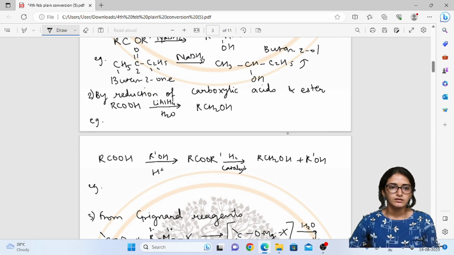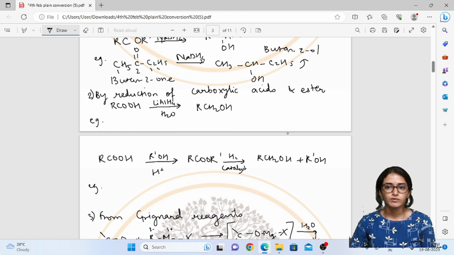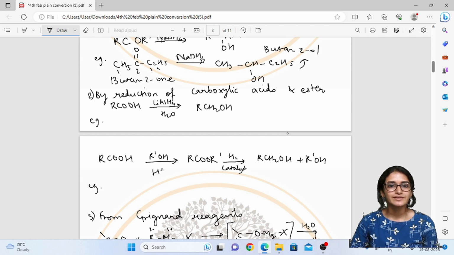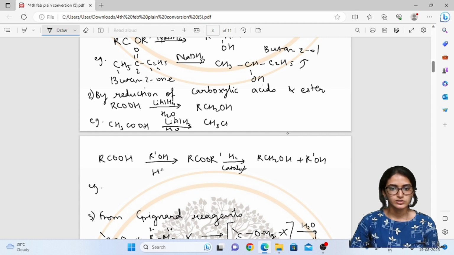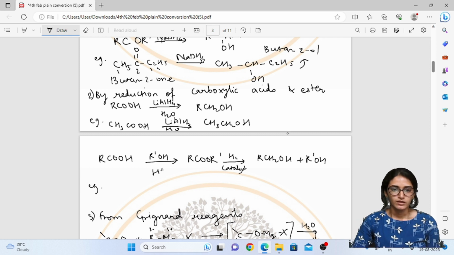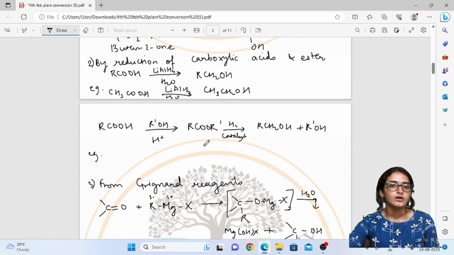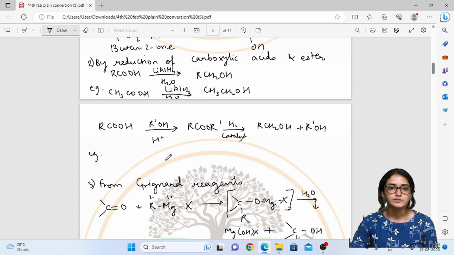Then the second method is by reduction of carboxylic acids and esters. Carboxylic acid, that is RCOOH, with the reducing agent lithium aluminium hydride in the presence of water, is going to give us the alcohol. Let us take an example here: CH3COOH, which is acetic acid, or ethanoic acid, in the presence of LiAlH4 and H2O will give us CH3CH2OH, which is ethanol.